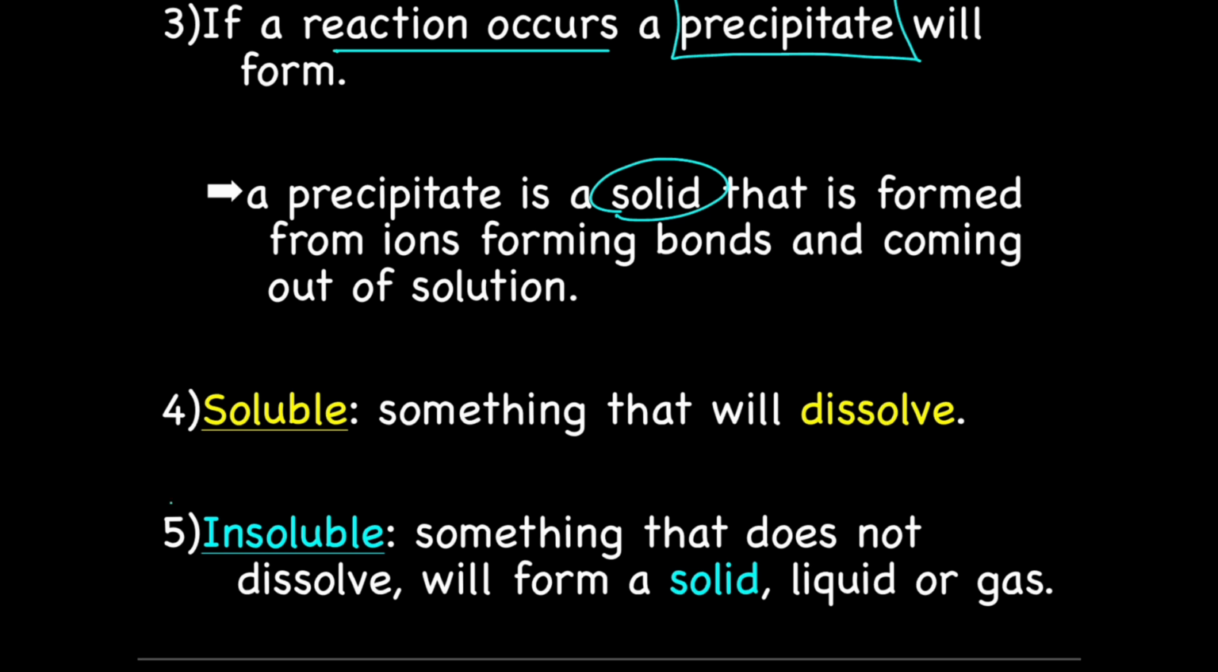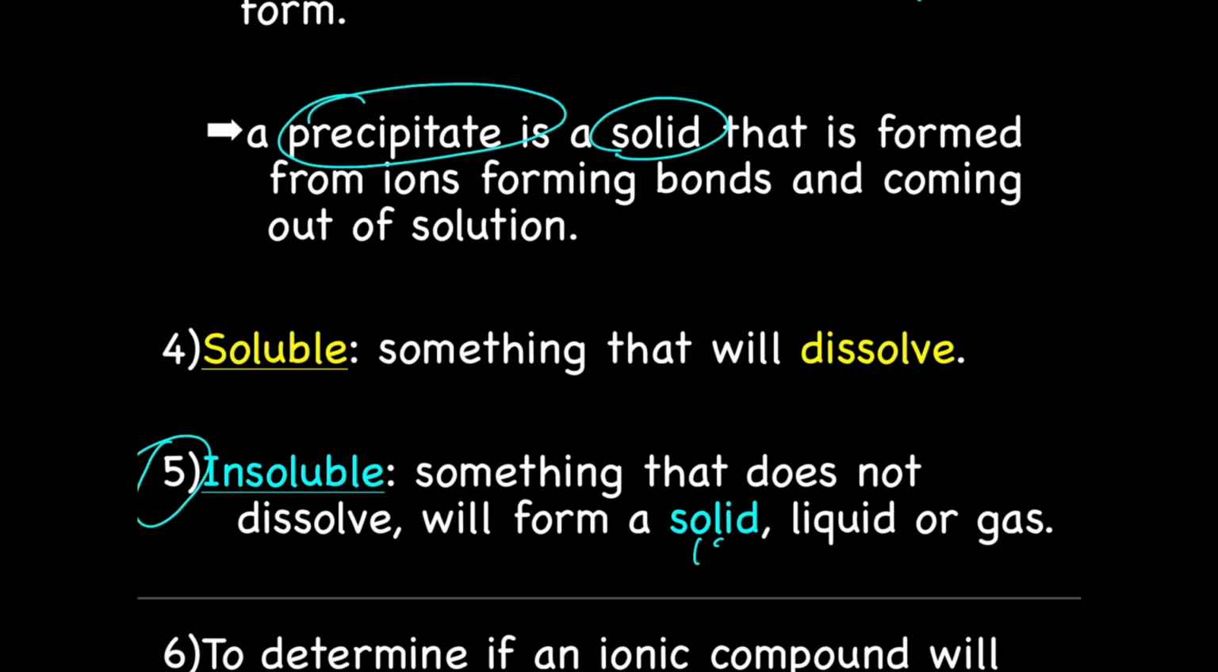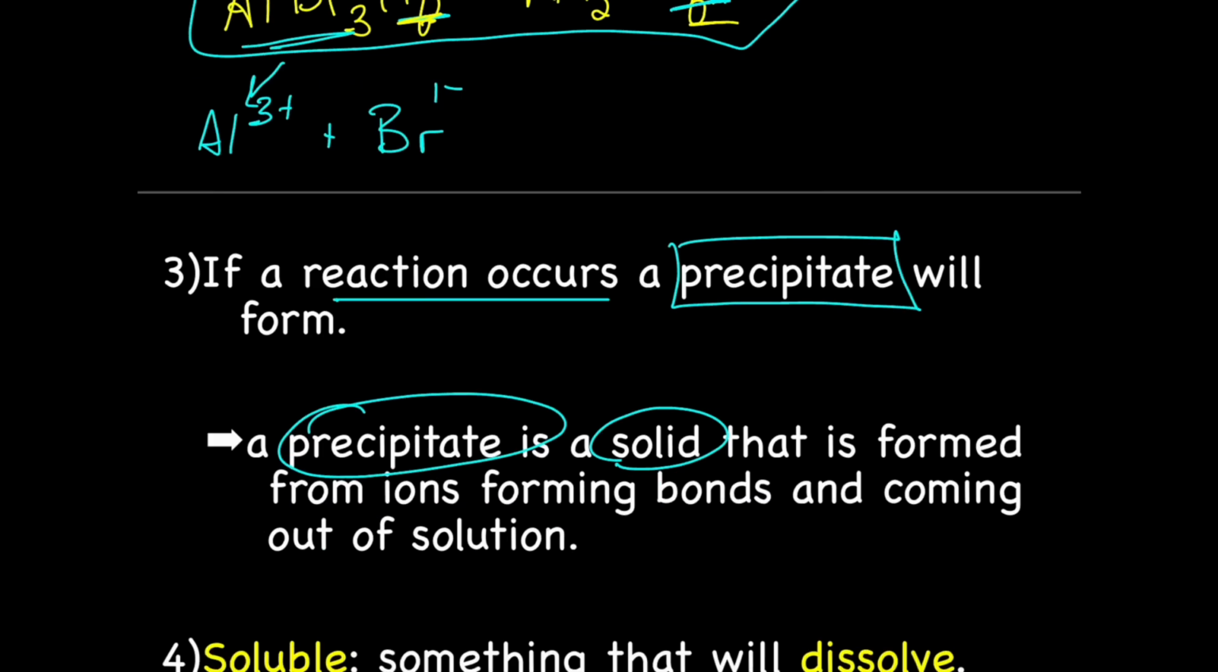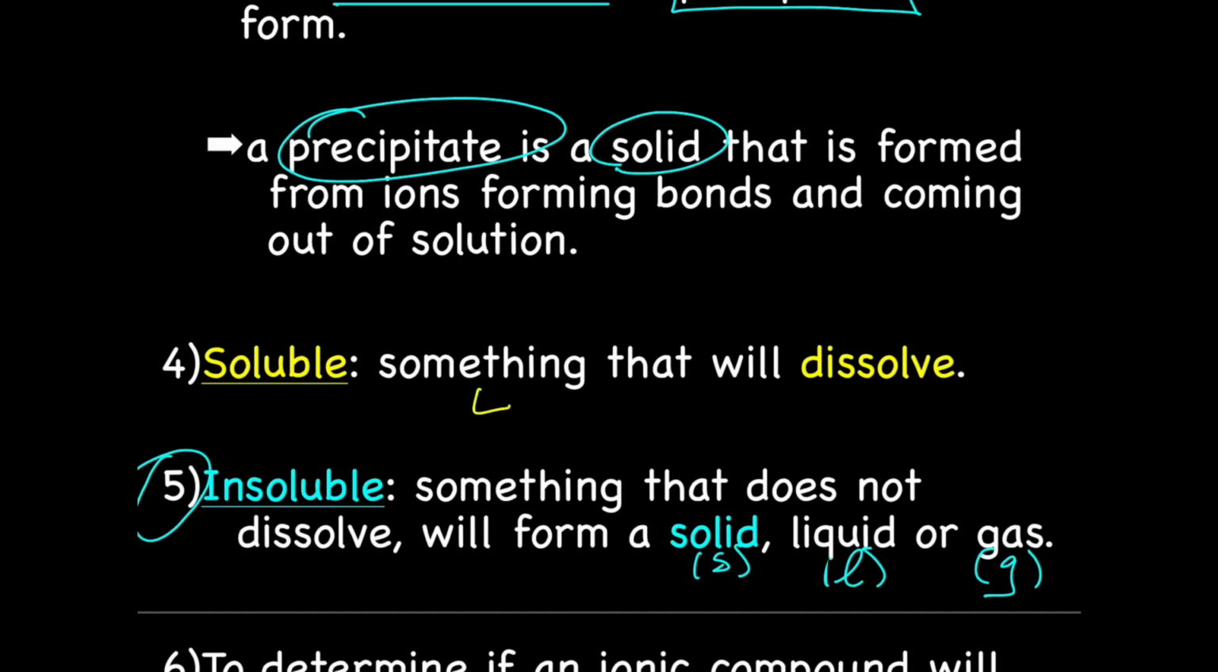I'm going to jump ahead to the insoluble first. Something insoluble is something that does not dissolve. It will form a solid, a liquid, or a gas. That's what we mean by a precipitate. Versus something that is soluble, that is something that's going to dissolve in solution, like our original reactants up here. So something that's soluble is aqueous, and we abbreviate that AQ.